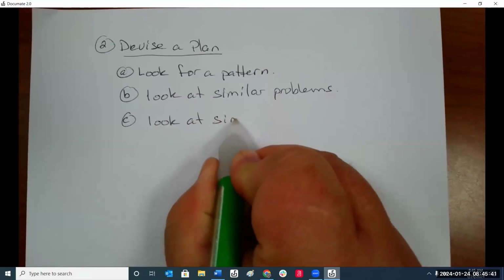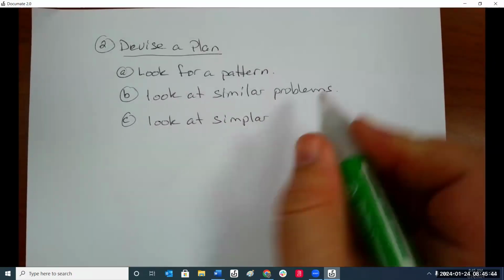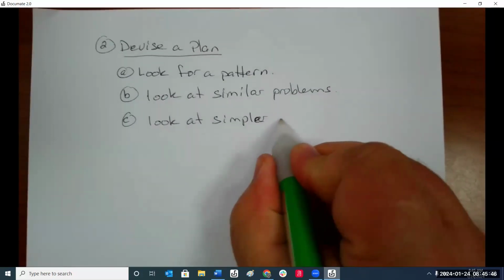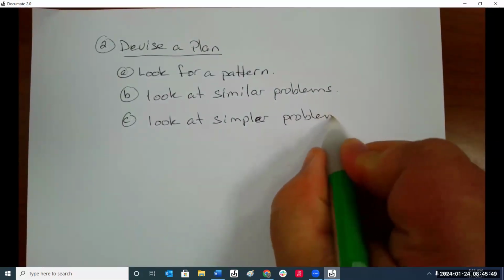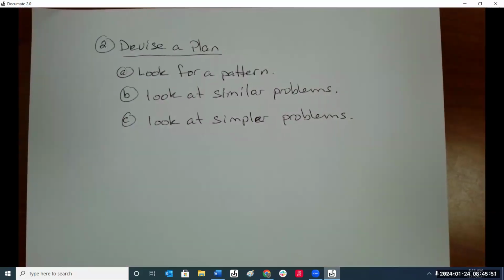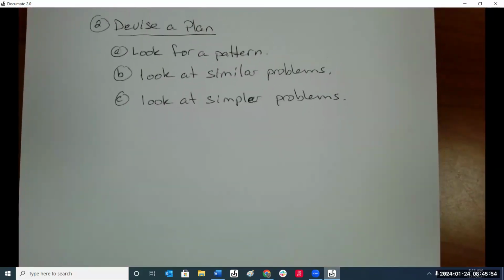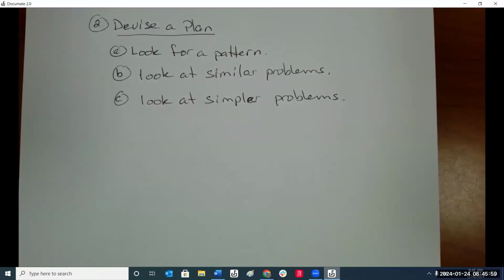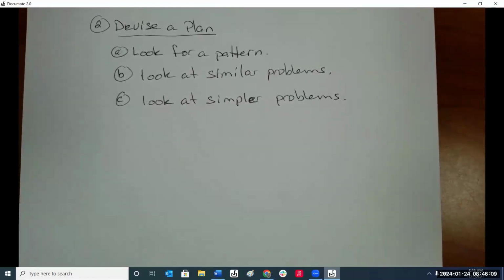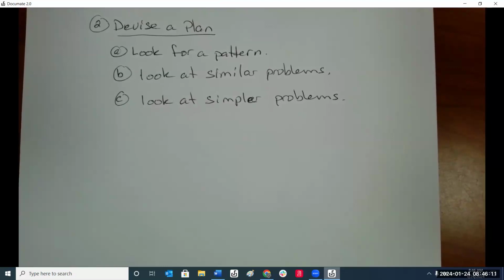Look at simpler problems. What does that mean? Look at simpler problems. Basically, if I'm trying to solve a long addition problem, look at one of them. Or take that one and just break it up into small pieces. That's exactly right. That's where the order of operations comes in. If you're supposed to do parentheses, then just look at what's inside the parentheses. Only do that. Instead of looking at the big problem, look at one small piece of it.